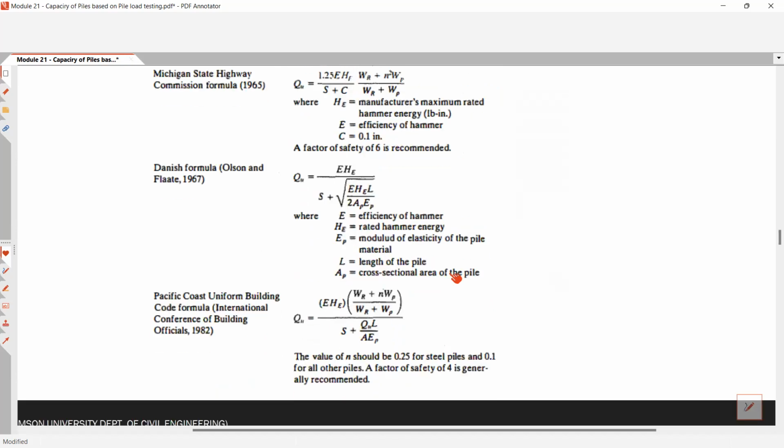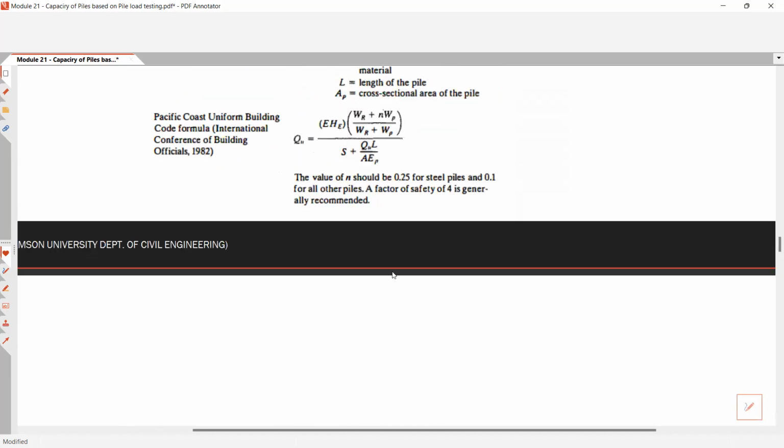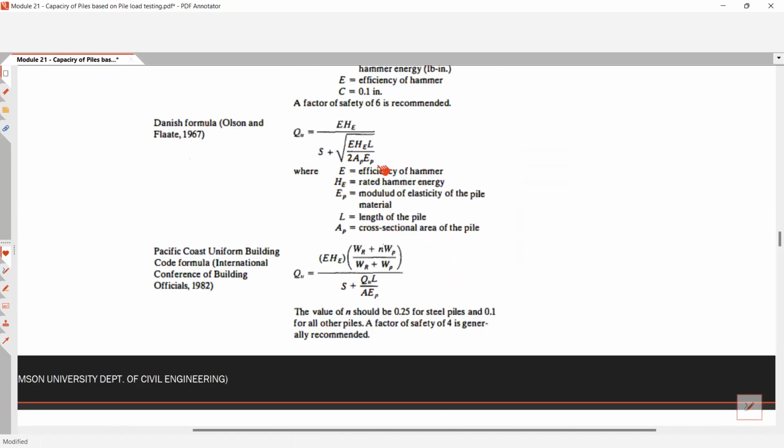Okay. So for the Pacific Coast Uniform Building Code, okay, yung value of N should be 0.25 for steel piles and 0.1 for all other piles. And a factor of safety of 4 is generally recommended. Okay. All these formulas are the same. So, the same dito sa Danish formula. Ang problema lang, mapapansin mo, may Q sub U dito and may Q sub U din dito. Okay? So, kailangan mong mag shift solve dito or find the value of Q sub U.